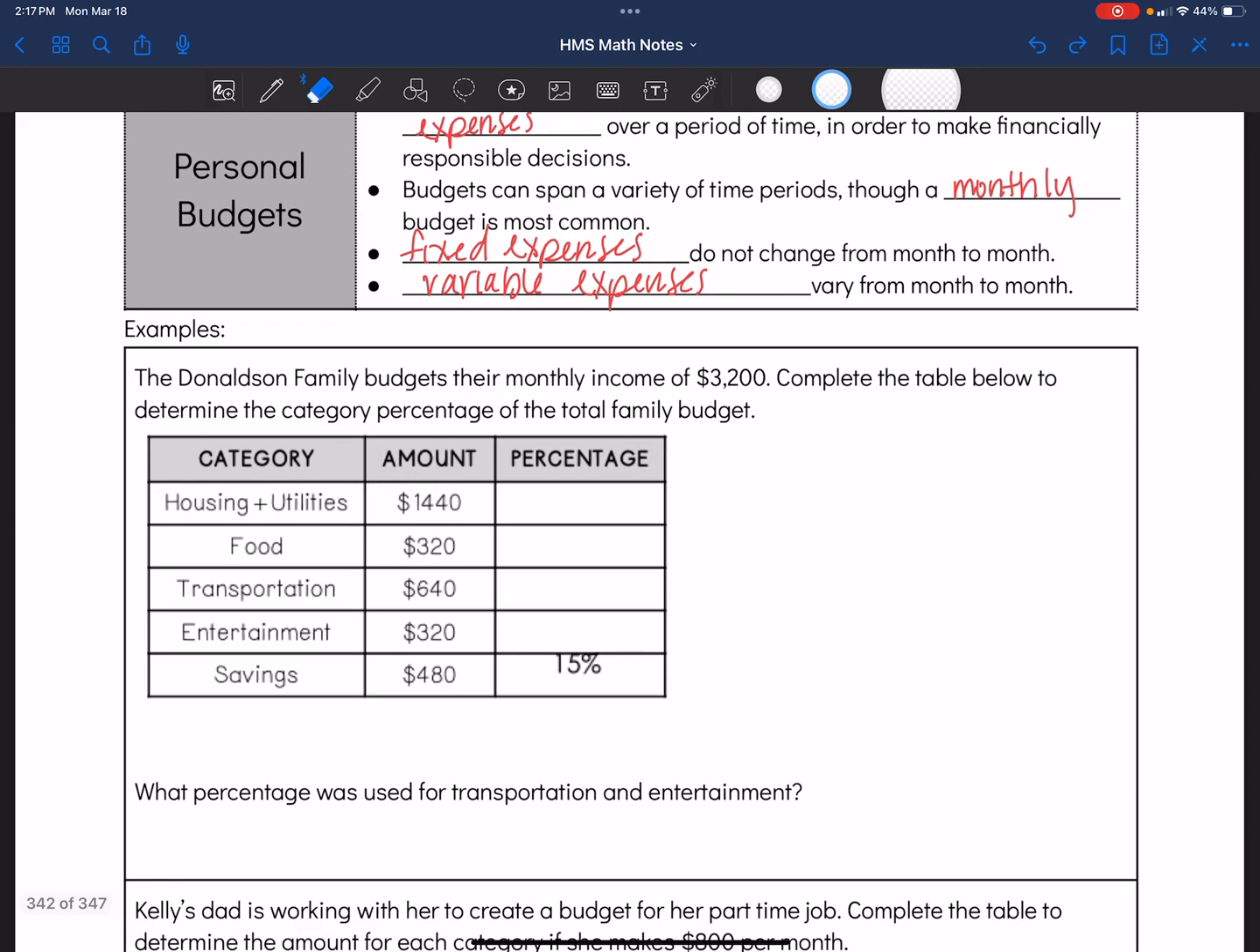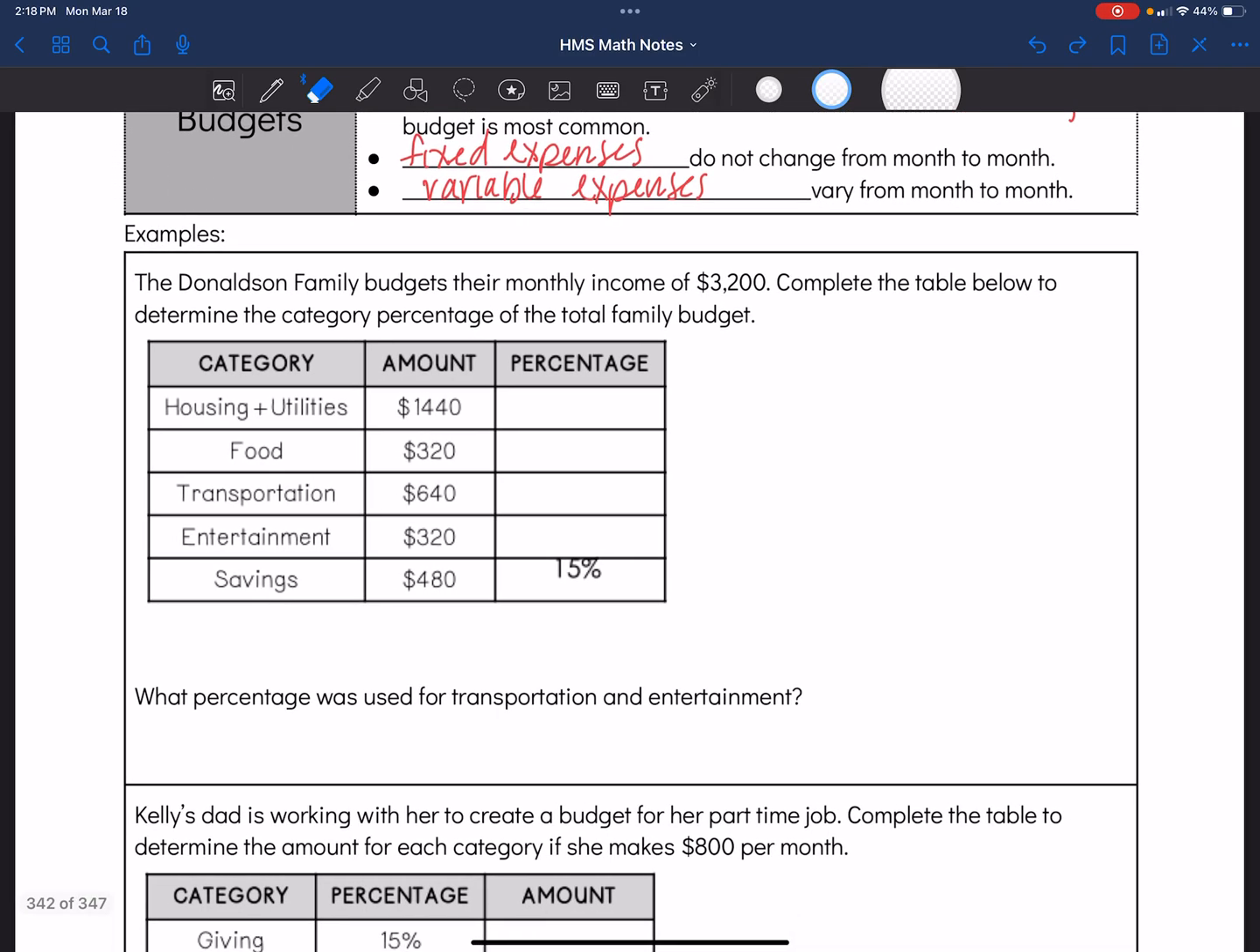Looking at this mathematically in 7th grade, we're going to be dealing with percentages, which means we're going to be dealing with proportions. First question: the Donaldson family budgets their monthly income of $3,200. We have this table that lists everything they're spending. We need to figure out the percentage of each category.